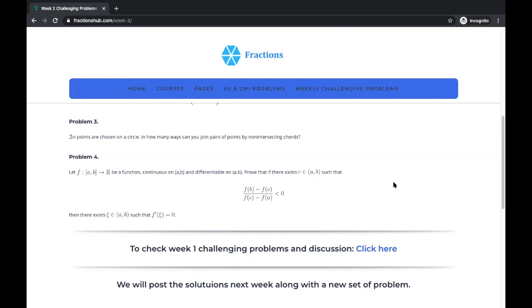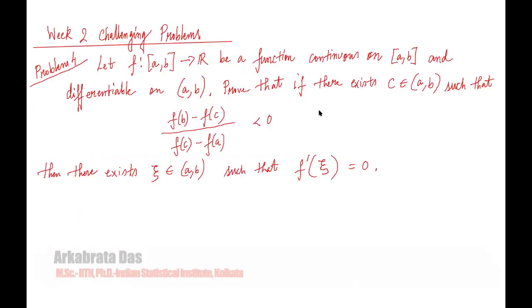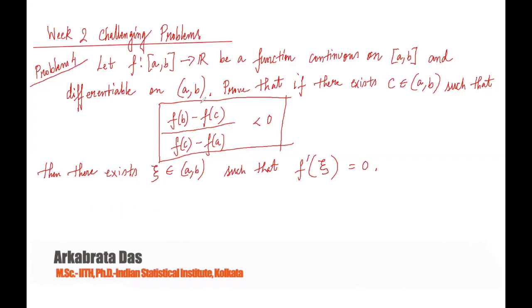And if there exists a point c in open ab such that you have (f of b minus f of c) by (f of c minus f of a) is lesser than 0, then you have to prove that there exists a point xi in open AB such that f dash xi is equal to 0. The core of the problem is this portion, and let's analyze that to solve the problem.